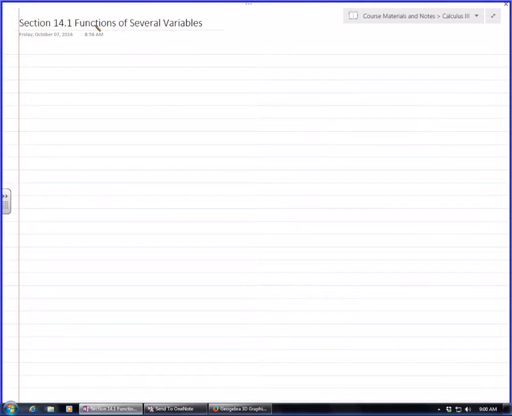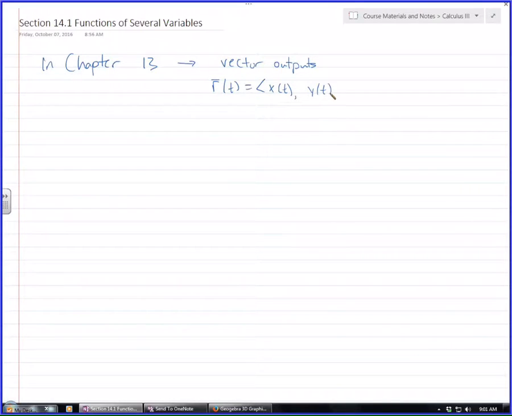We're now ready to start chapter 14. We are moving from talking about multiple outputs to multiple inputs. So in the chapter 13 applications and everything we did in chapter 13, we had vector outputs, which meant our functions were like r of t, which had x of t, y of t, z of t. Okay, single in, multiple out.